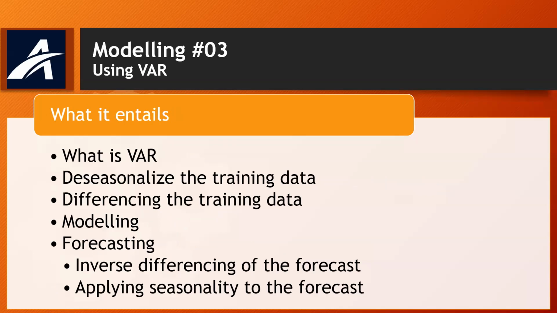VAR, what it is, vector autoregression. Deseasonalize, what do you mean by deseasonalizing the training data? What does it mean to have seasonality within some data set? What does differencing mean? And then we do modeling, we do forecasting. So there are some terms that you guys have started hearing. Don't be scared, especially if you're a beginner, it will get better.